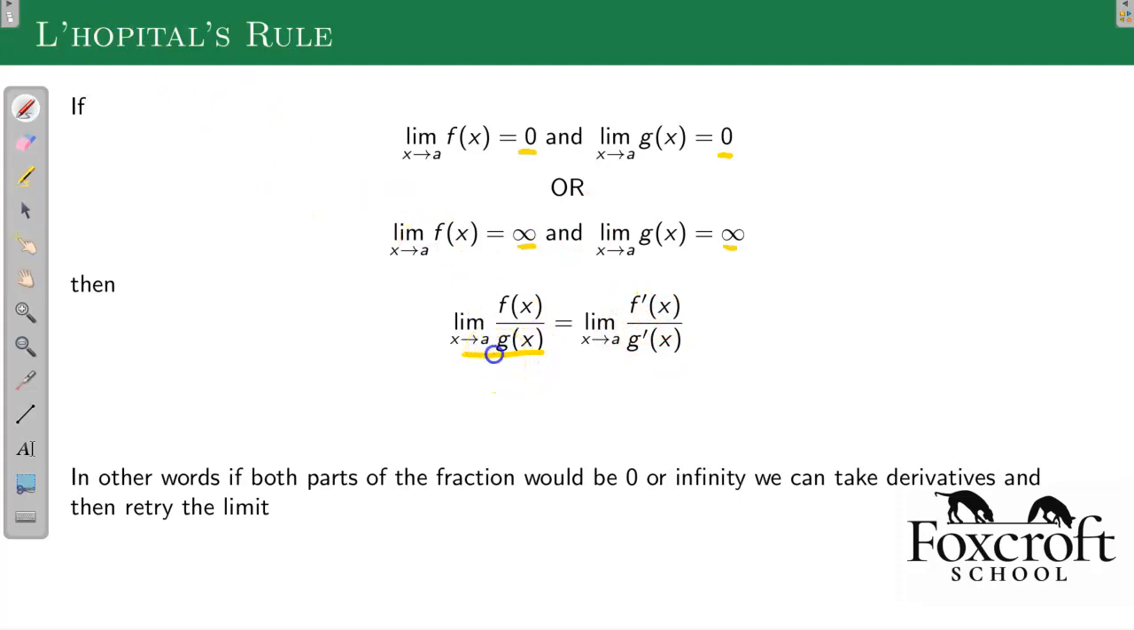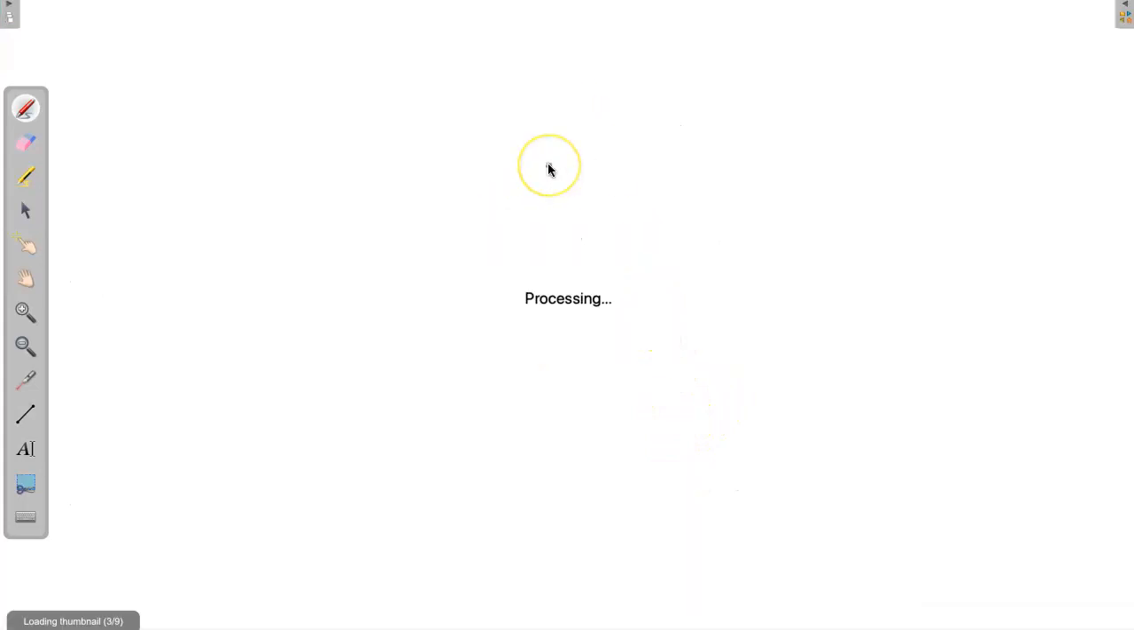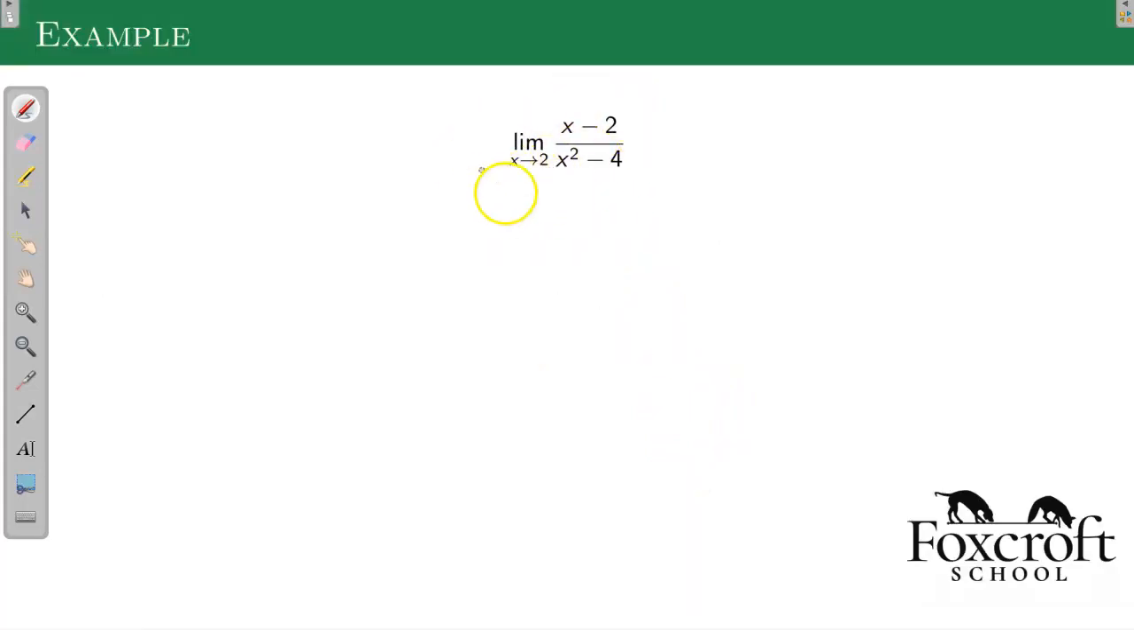Here's one kind of confusing thing. You're not taking the derivative of this whole thing, which would require the quotient rule. You're taking the two derivatives separately. So it's still a fraction involved, but it's not the quotient rule. A little confusing, but we'll look at that. In other words, if both parts of the fraction are 0 or infinity, we take derivatives and then retry the limit.